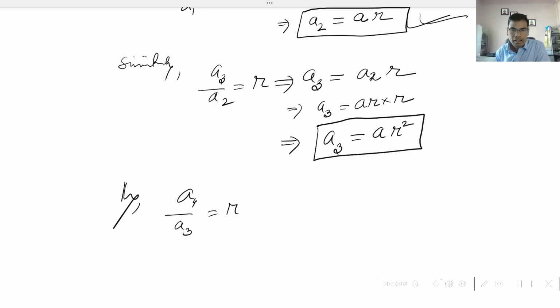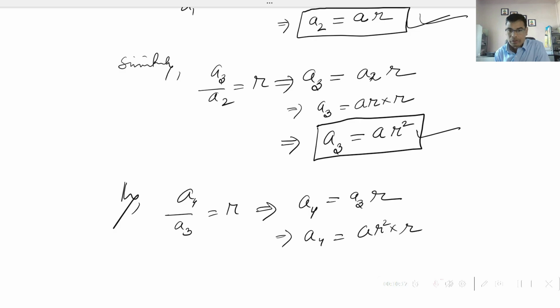So this is r, which implies A4 is A3 r, and A3 is a r square. So finally we have A4, that is the fourth term, is a r to the power 3. Now let us observe each of these terms.